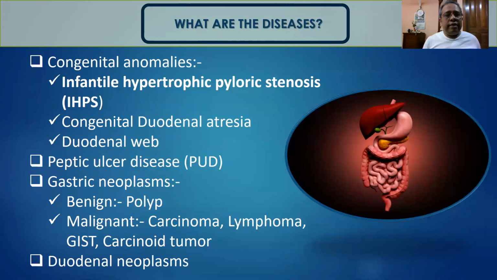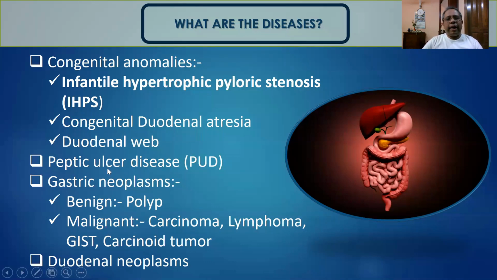What are the diseases? There are a lot of diseases. Among them, some are congenital, others are acquired. The congenital anomalies are infantile hypertrophic pyloric stenosis, congenital duodenal atresia, and duodenal web. These three diseases can present like gastric outlet obstruction.